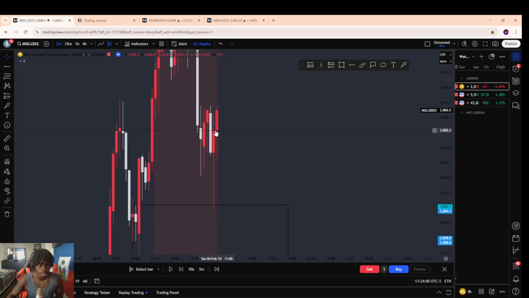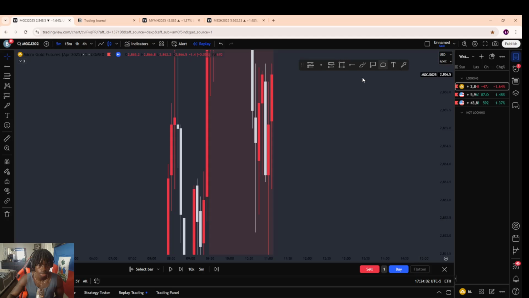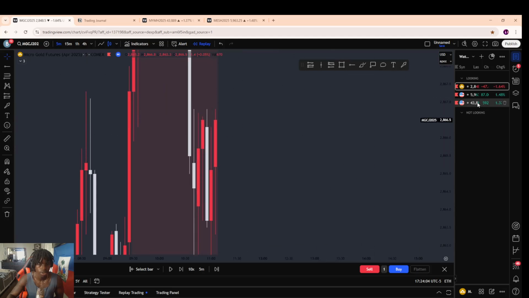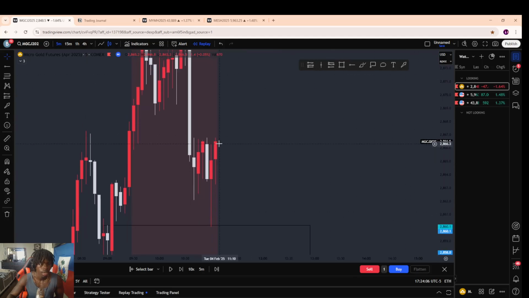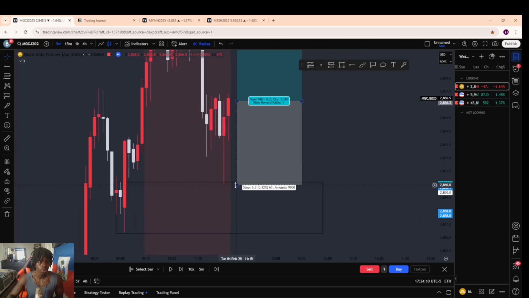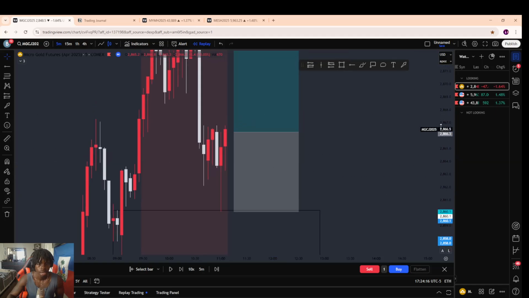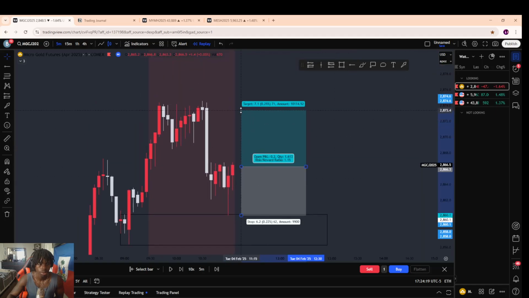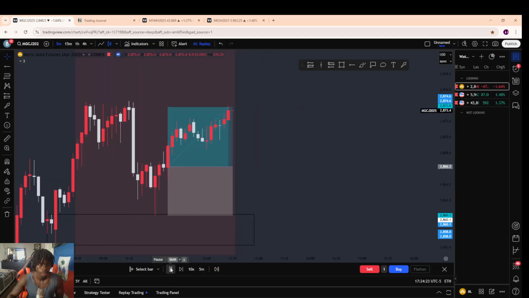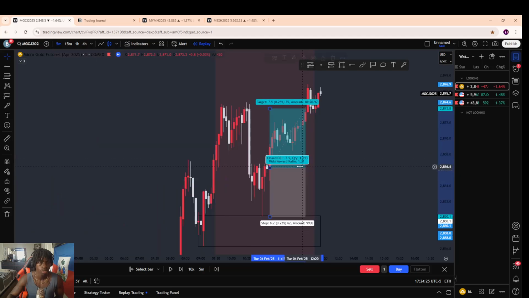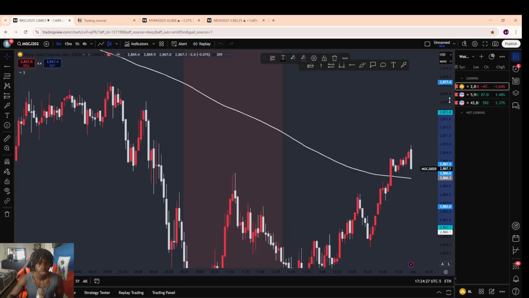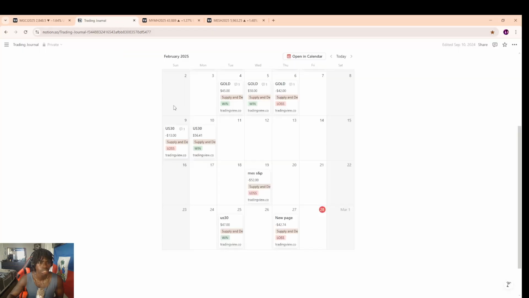So as soon as this red candle right here broke, I got in. And my stop loss is the lowest wick or highest wick that touched the zone, so it would be the bottom of this wick right here. I just went for a 1 to 1.2, and that was all she wrote. So let's go to the next trade.